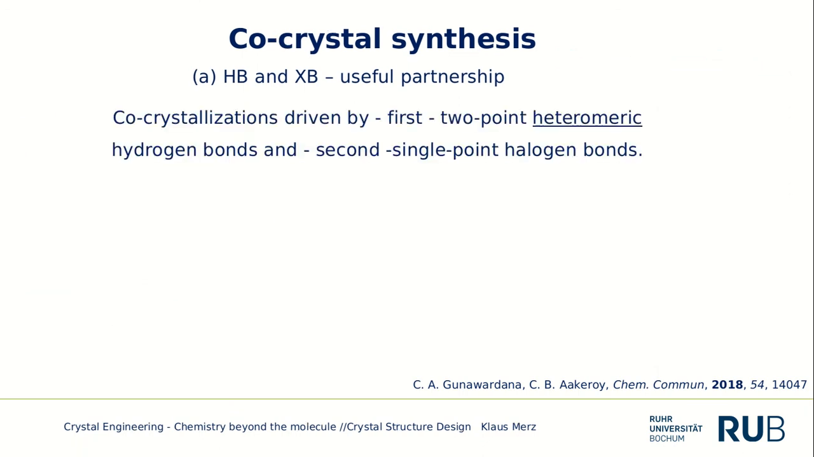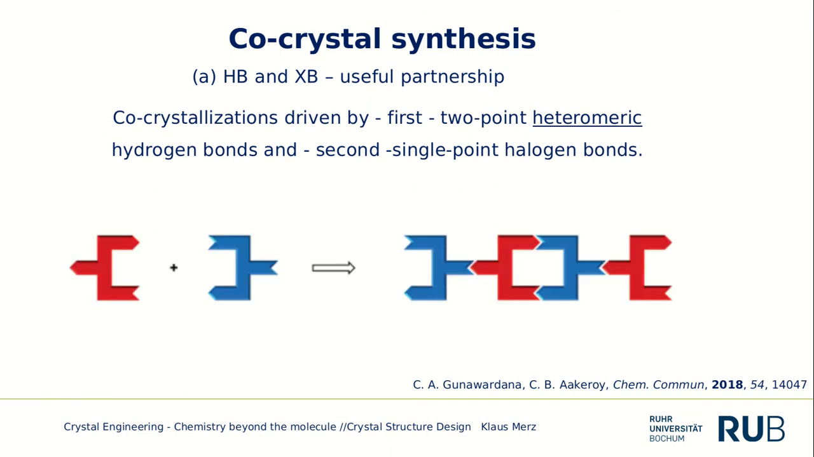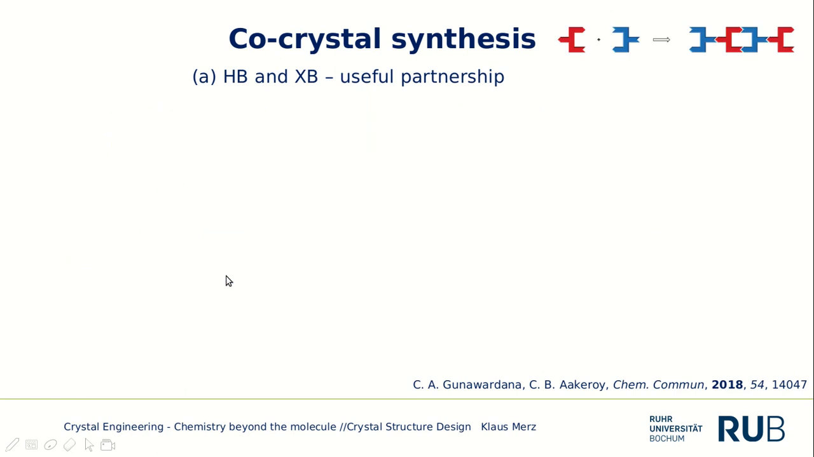Okay. Another one: we talked about homomeric hydrogen bonds. Now we are talking about heteromeric hydrogen bonds. Here, this is our heteromeric hydrogen bonds. And similar to the last examples, the strategy, I would say, is the single point halogen bond. Heteromeric, and here the single point. Have a look.